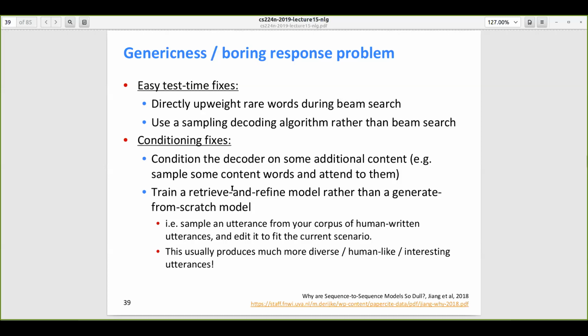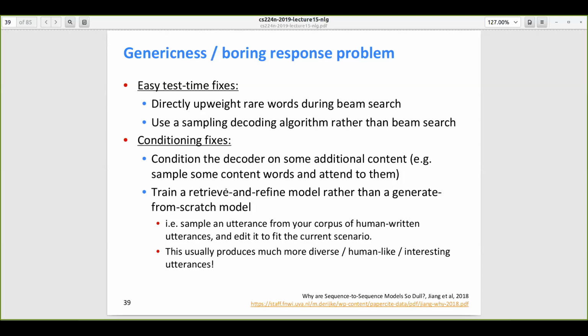And train a retrieve and refine model rather than the generate from scratch model. So what does this mean? Instead of expecting our model to totally generate text from scratch, generate text on its own, maybe we can design them in such a way that they can take some responses which are already there and then refine them so that they look more human-like and interesting utterances.